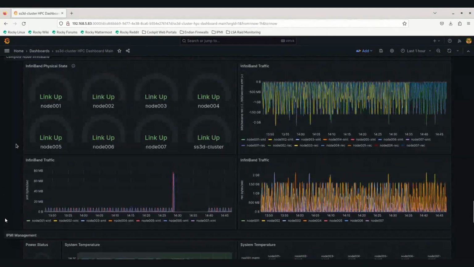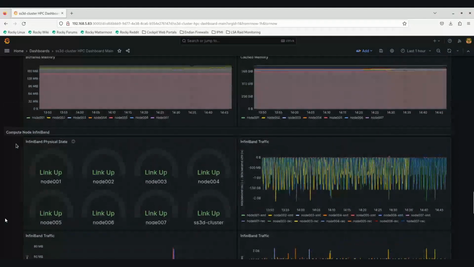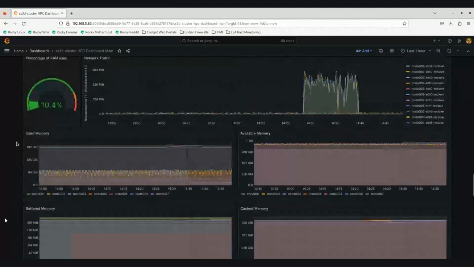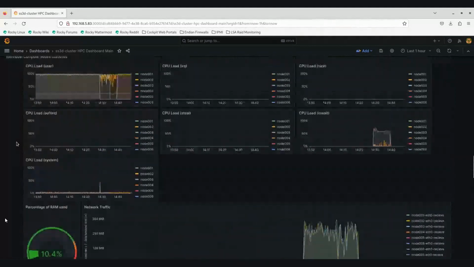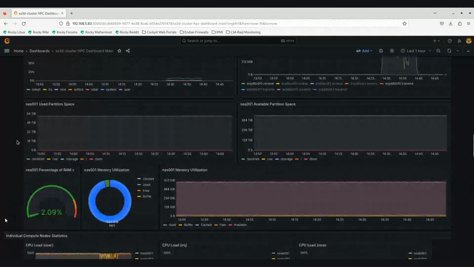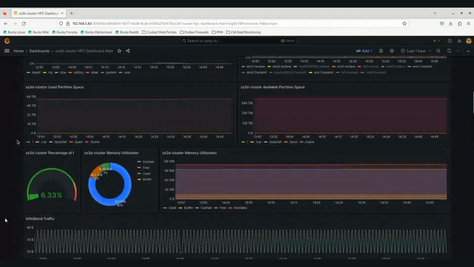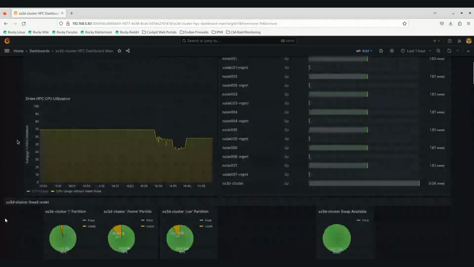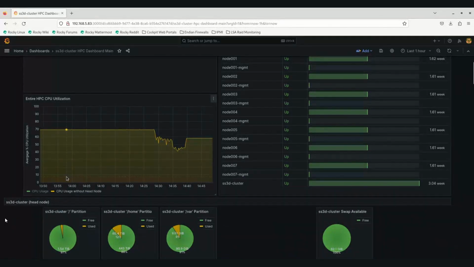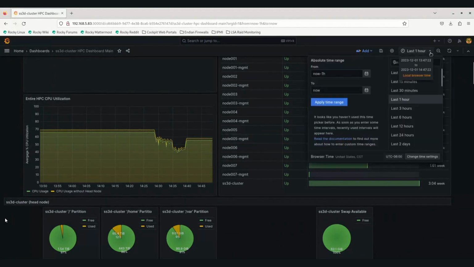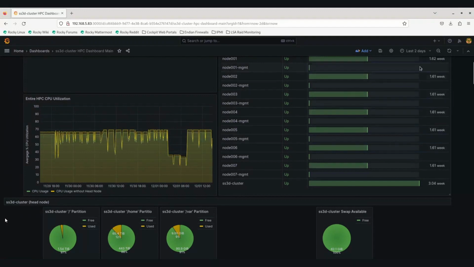So as you can see, this is a very good tool for looking at your overall cluster health and individual component health, as far as nodes of various types, and even all the way down to individual memory DIMMs.